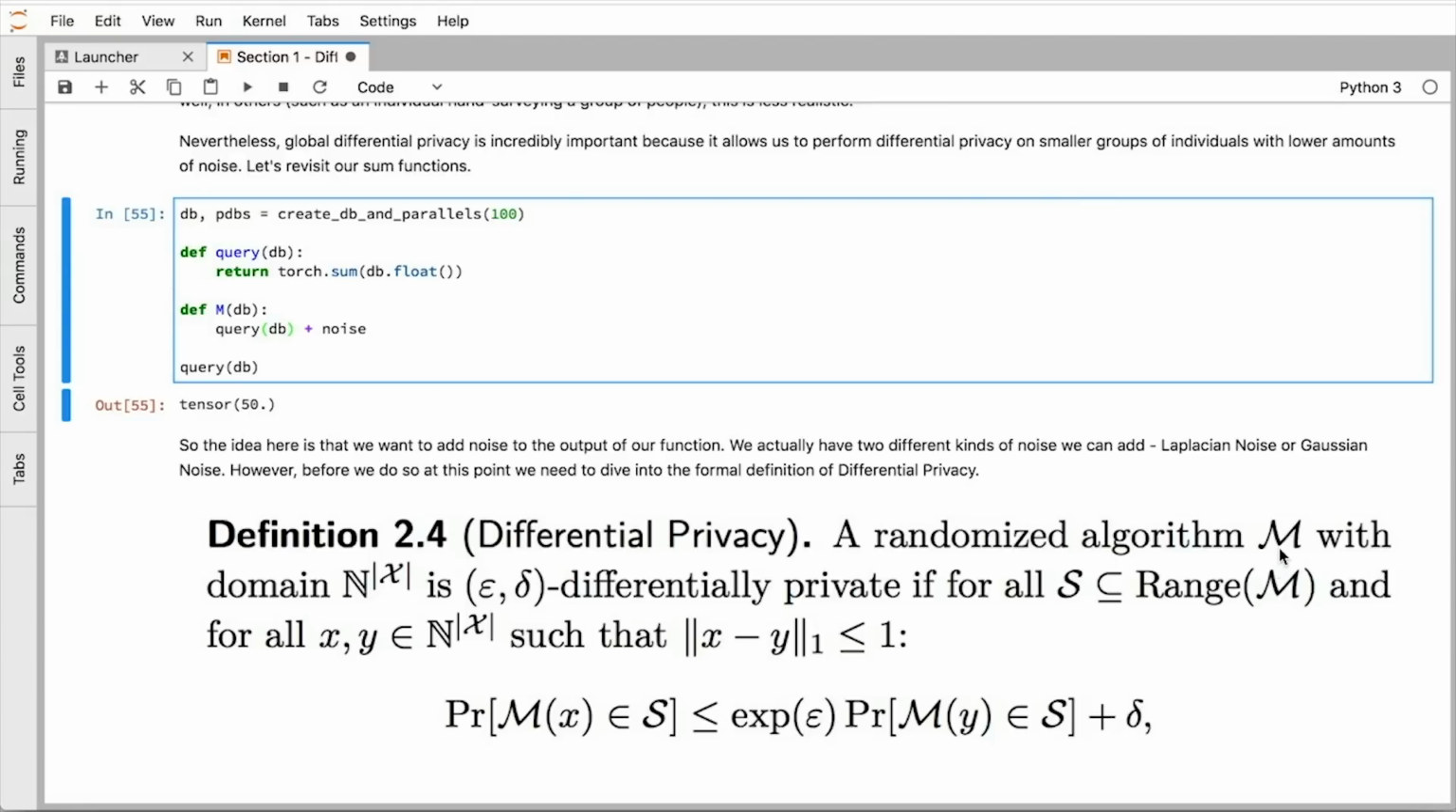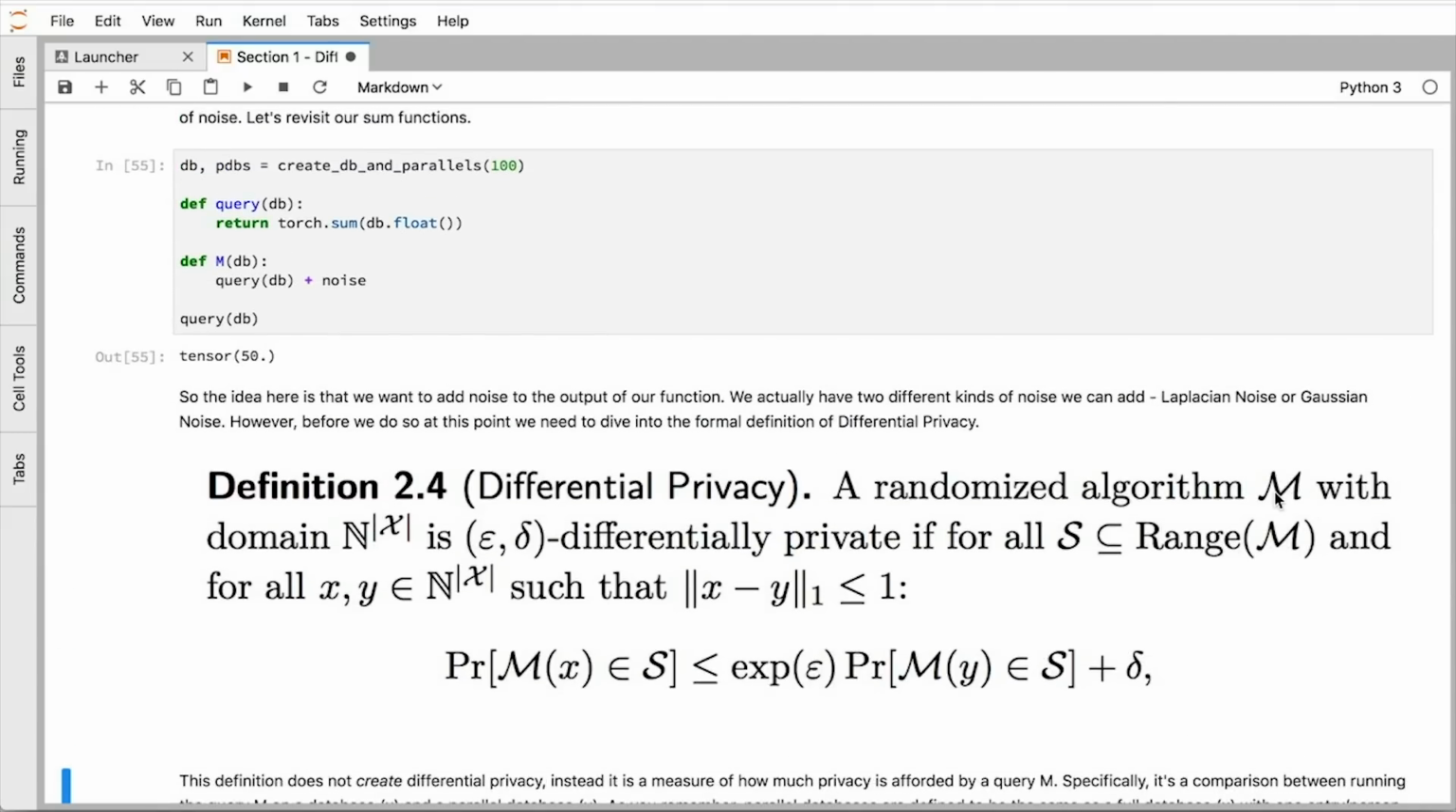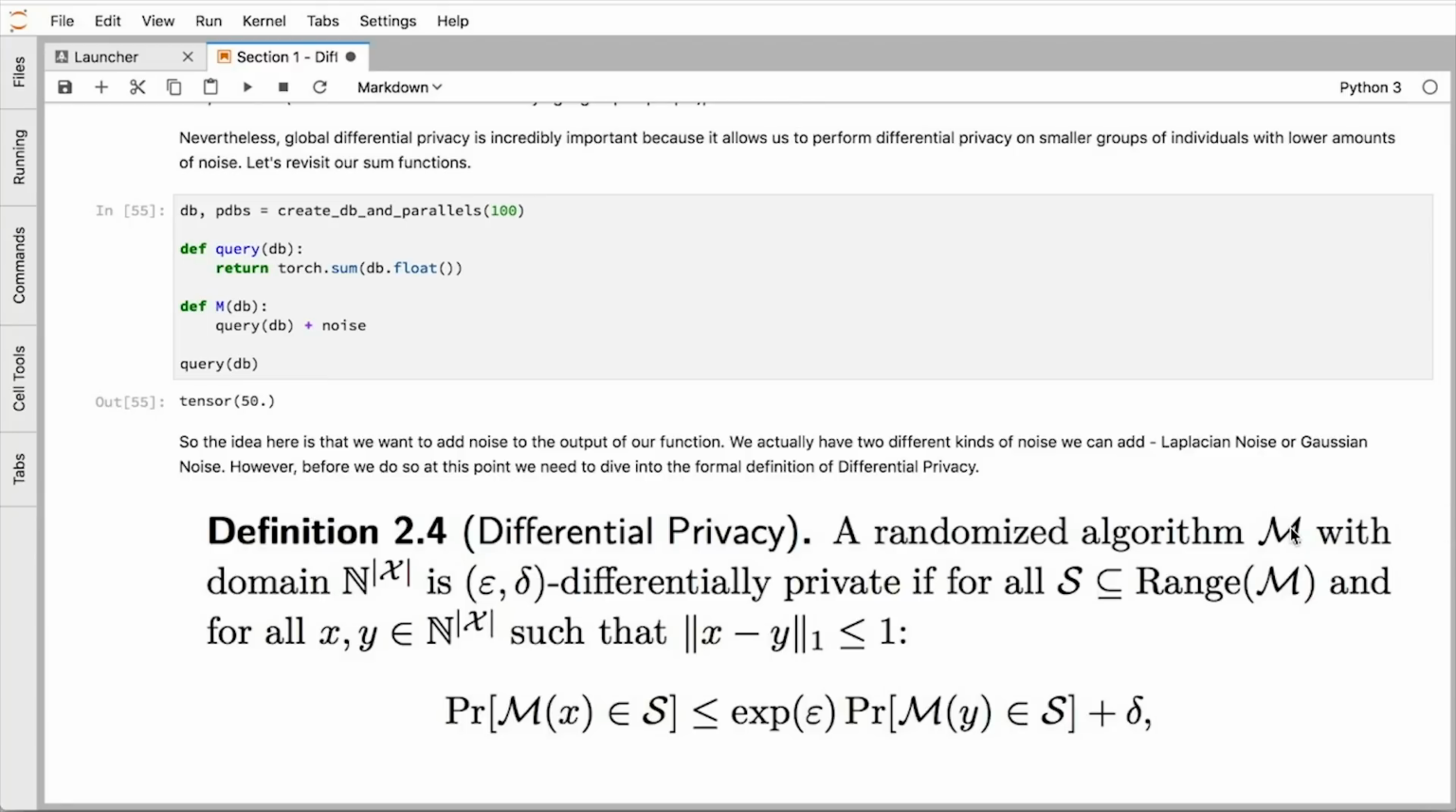So this could be any function. We don't know what algorithm this is. We just know that it has the ability to query a database, and it is randomized in some way. Okay, so that's what we know about M. Oh yes, and it has an output domain of ℕ^X, meaning it could be a histogram over certain entries in a database. So it's discretized in this particular case.